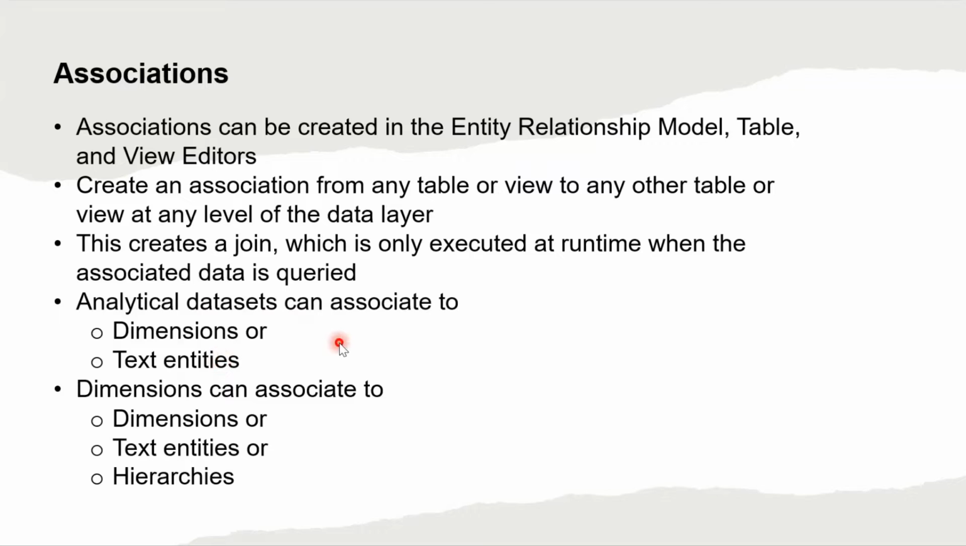Let's suppose you have a fact table, and your fact table contains a list of dimensions and a list of measures. One particular dimension or multiple dimensions have a dimension table associated with it. So then you can associate those dimensions to your dimension tables, and you can also associate those dimensions to your text tables. So this is an analytical data set. Now if you have a dimension table, you can associate your dimension to another dimension.